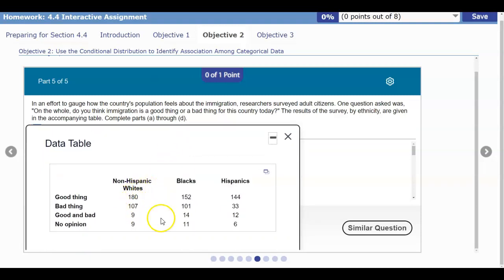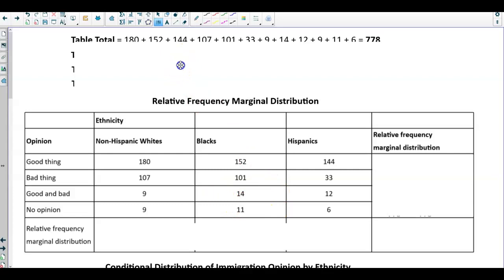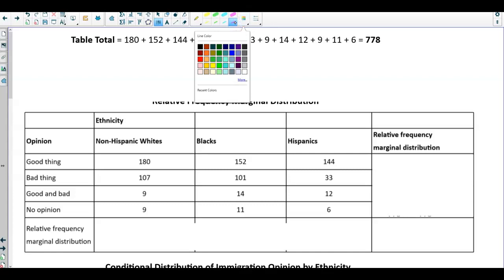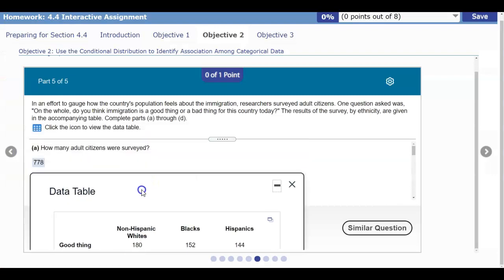So that means we need to add up all these values. Here are all the values. When we add up the total, we add 180 plus 152 plus 144, 107, 101, 133, 9, 14, 12, 9, 11, and then 6. When we add up the total there, we get 778. So the answer is 778.